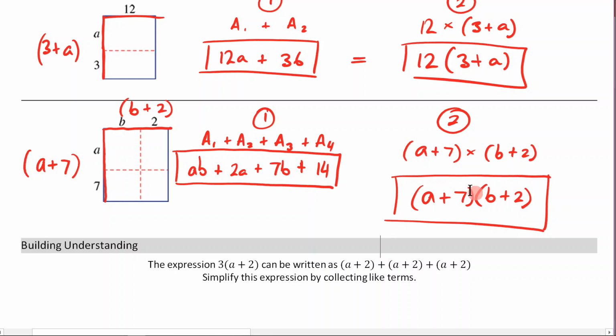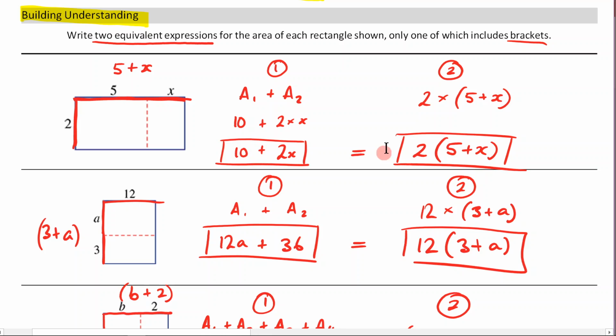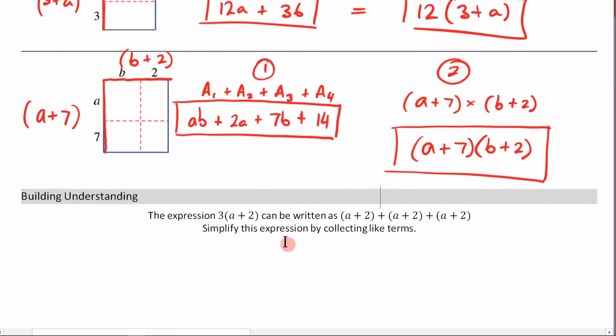Now, it's important that you know how to answer these types of questions in which you have 4 areas. But it's not going to be the main focus of the exercise. Rather, these things up here are going to be the main focus of the exercise, and specifically knowing how this is equivalent to this. So why is it that 10 plus 2x is equal to 2 brackets 5 plus x? And so down here, how is 12A plus 36 equal to 12 brackets 3 plus A? How is this working? So let's now go through that.